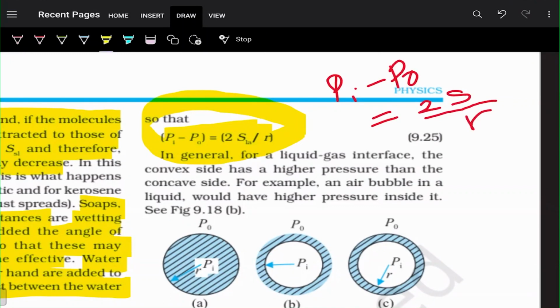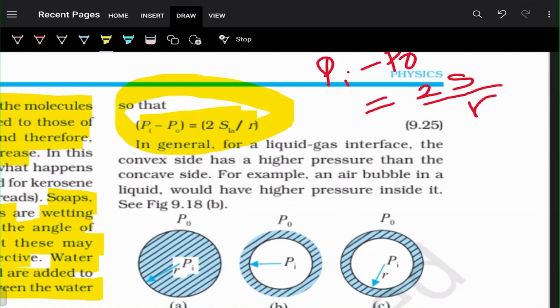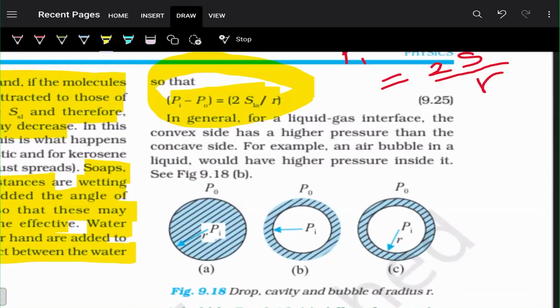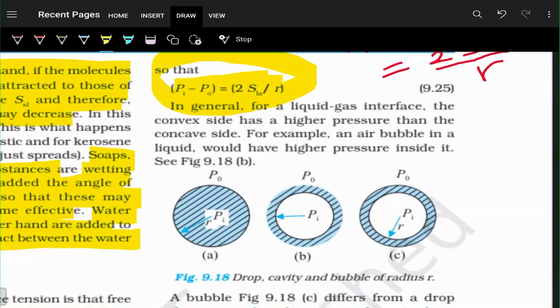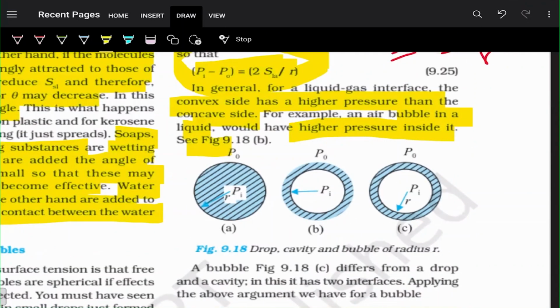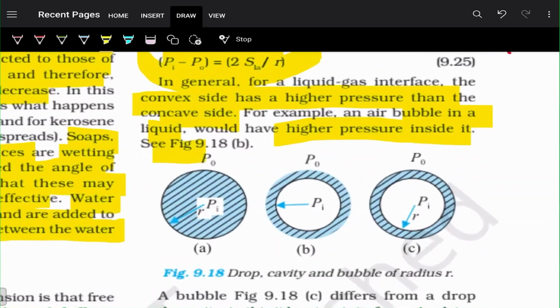In the case of a drop, pressure inside minus pressure outside is equal to 2 times surface tension divided by r. In general, for a liquid-gas interface, the convex side has higher pressure. This is a very important point. In any case, if we take a liquid-gas interface, the convex side has higher pressure than the concave side. Which side will have more pressure? The convex side has higher pressure than the concave side. For example, an air bubble in a liquid would have higher pressure inside it. Correct.